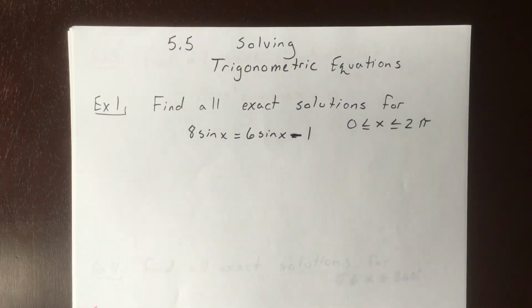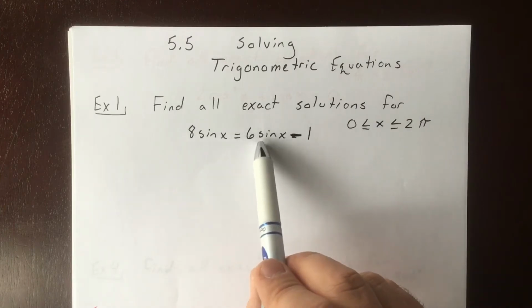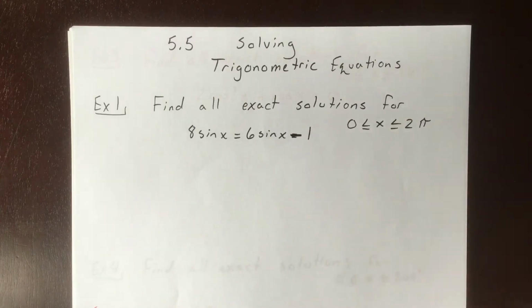Here we are in the last lesson of Unit 5. So we're bringing all of our identities in and all of our knowledge of trig functions, and we're going to solve trigonometric equations. Here we go. Find all the exact solutions for 8 sine of x equals 6 sine of x minus 1.